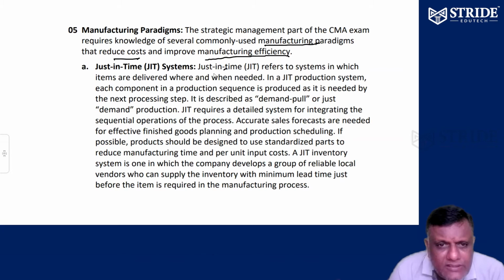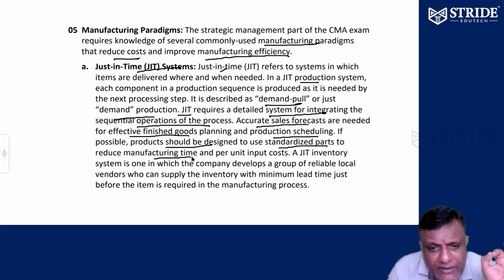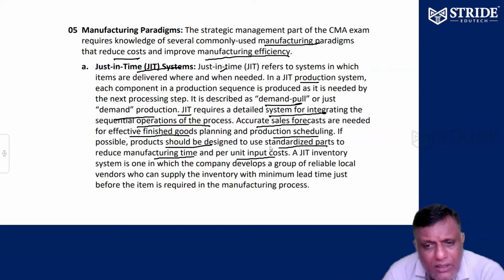So, just in time, JIT, I told you, right? JIT production system. It is a demand pull model. Based on the demand only, the production will be started. The JIT requires a detailed system of integrating sequential operations of the process. What is the accurate sales forecast? How much effective finished goods are happening? Please make production scheduling. The product should be designed using standardized parts. This is the manufacturing time per unit. This is the per unit input cost. Please compare standard and actuals, find out the difference, the variation. Observe whether it is adverse or favorable.